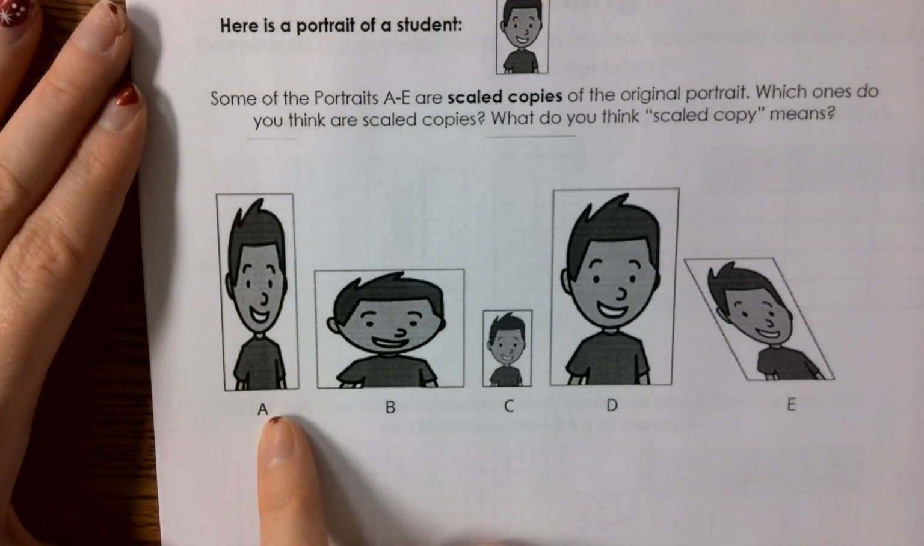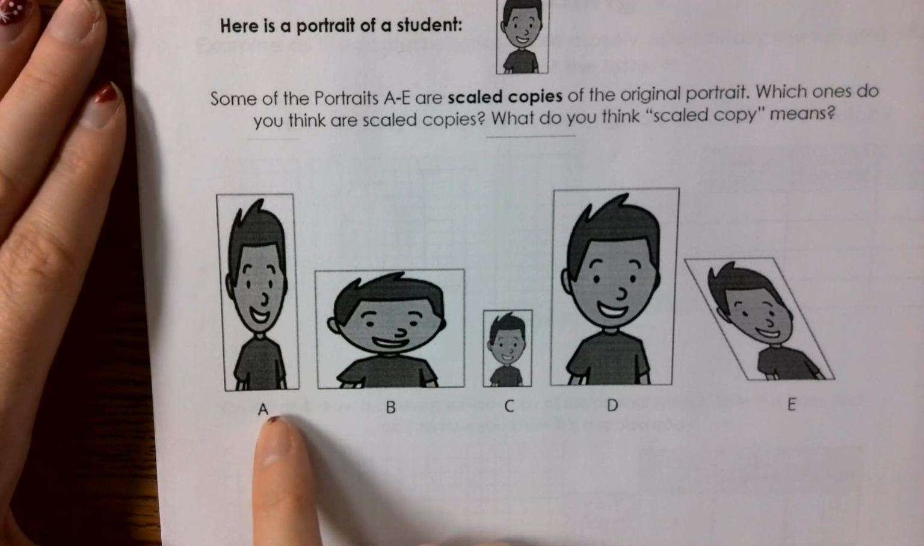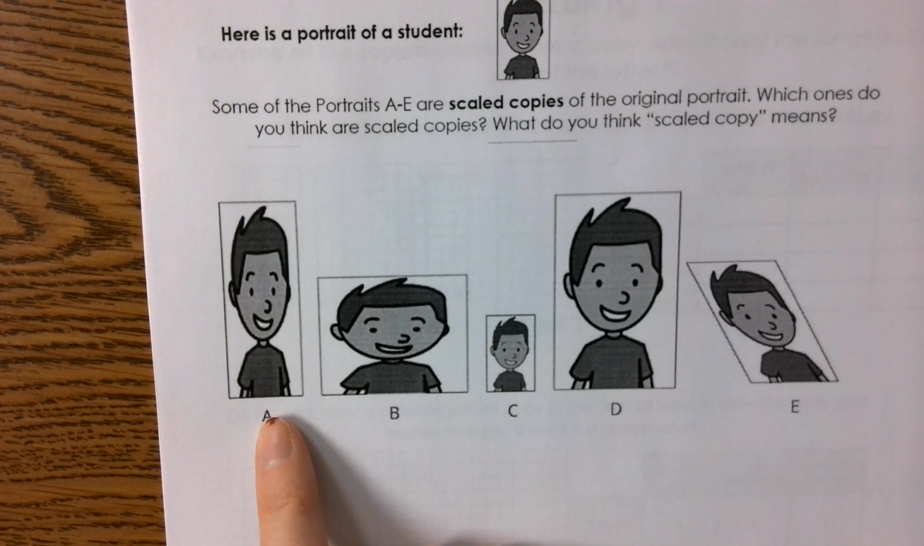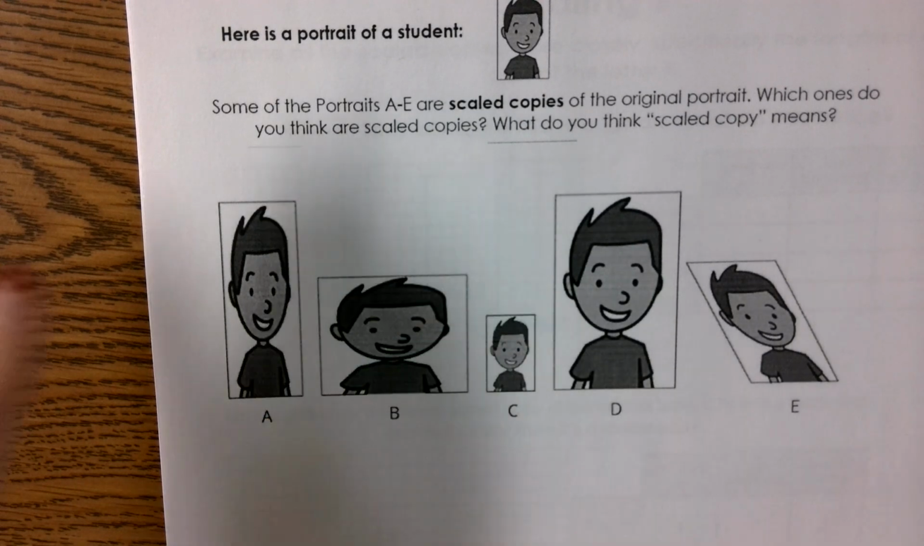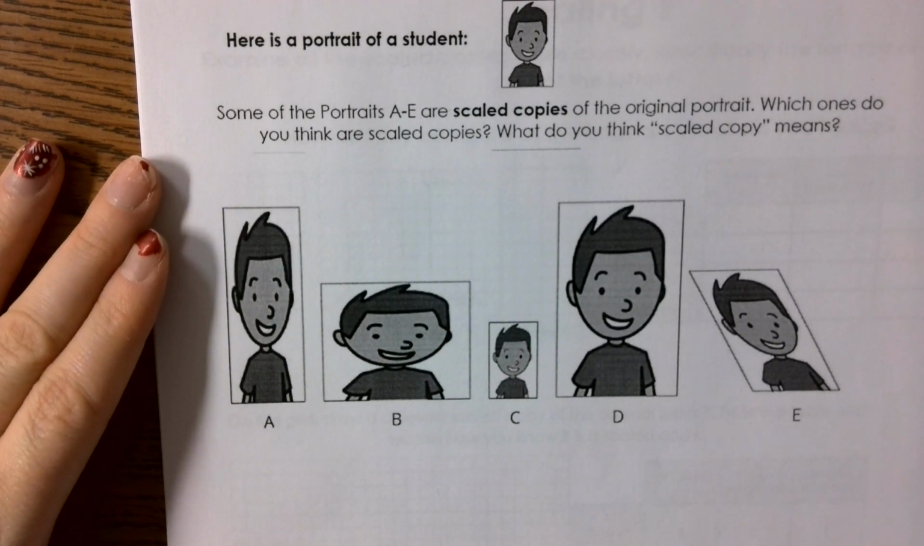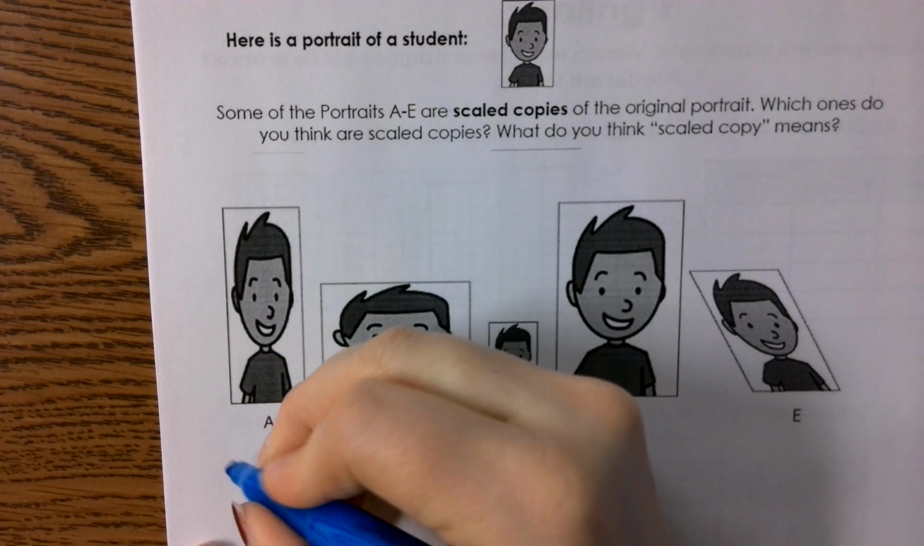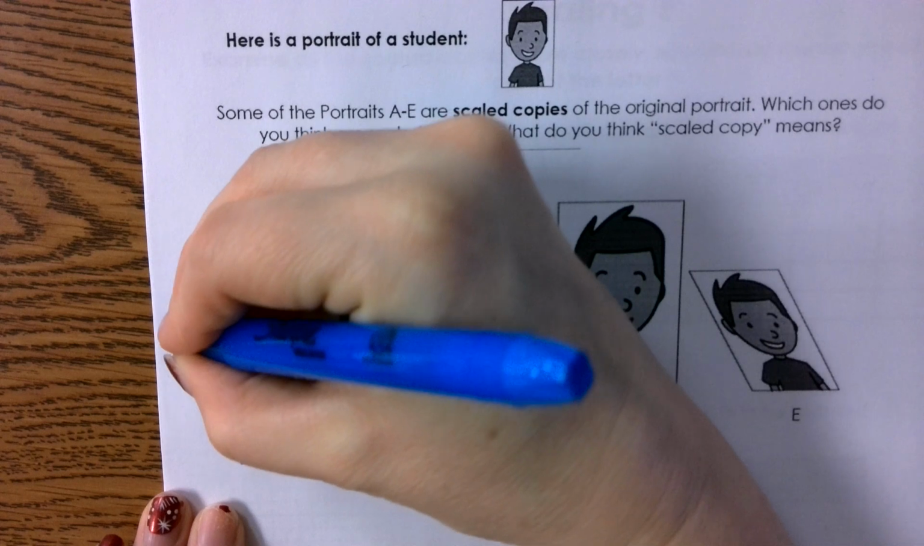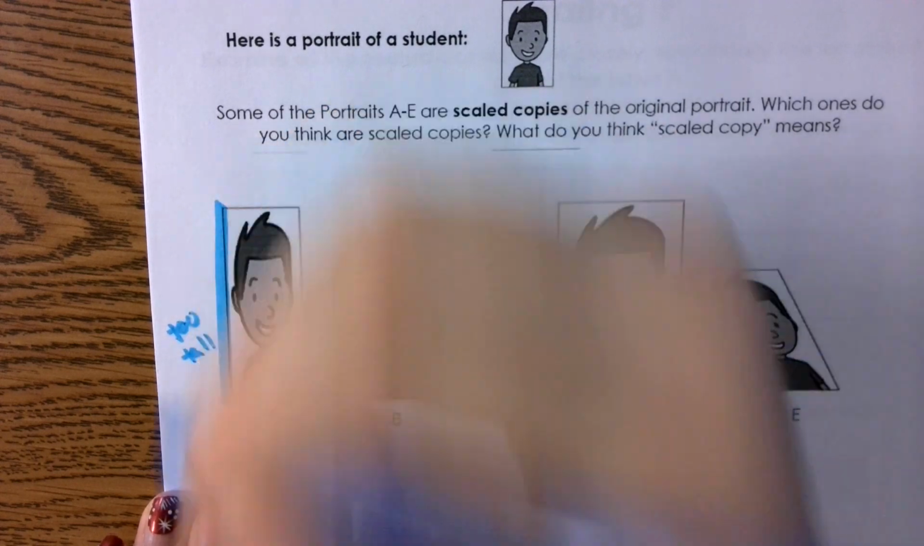Okay, for copy A, is that a scaled copy, yes or no? No. Why is it not a scaled copy? Go ahead. It's too tall, right? This is not considered a scaled copy because it's too tall. So we would put down no, and the reason for it, it's too tall.